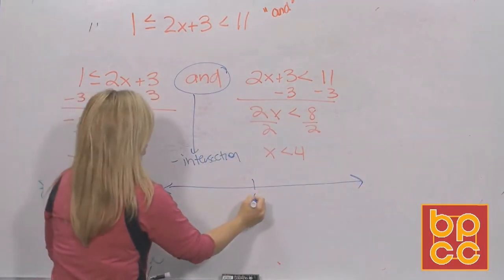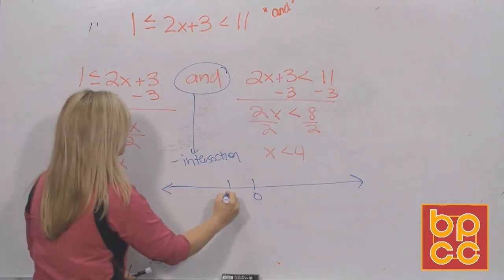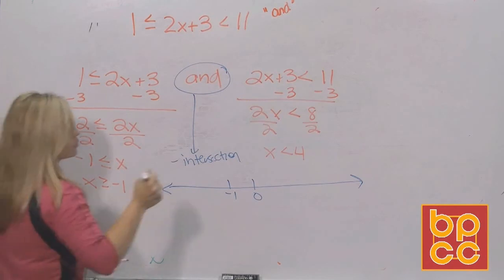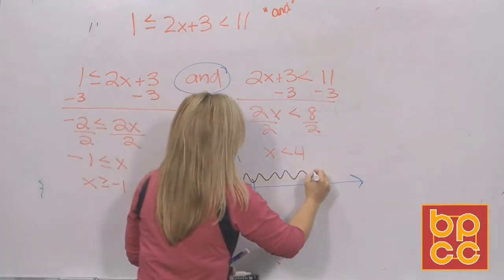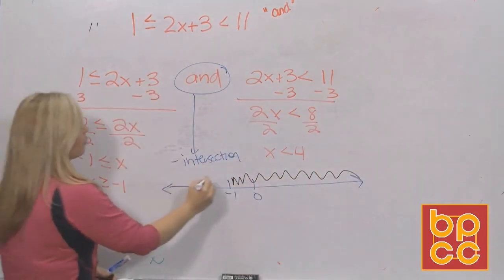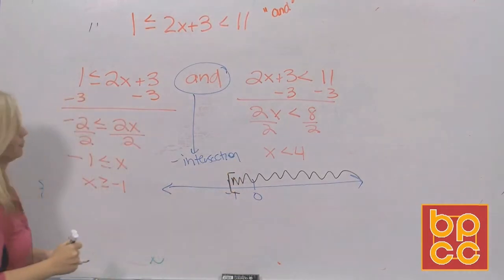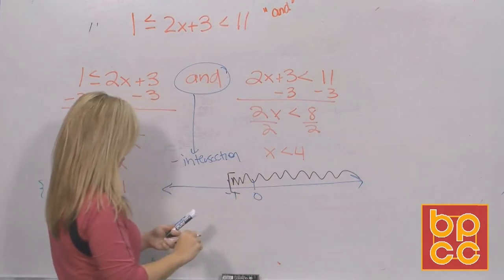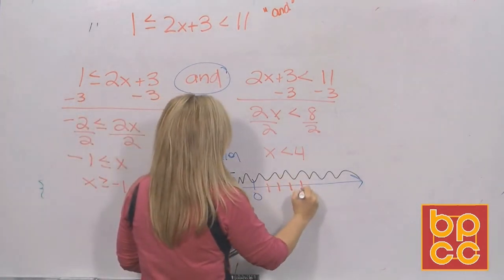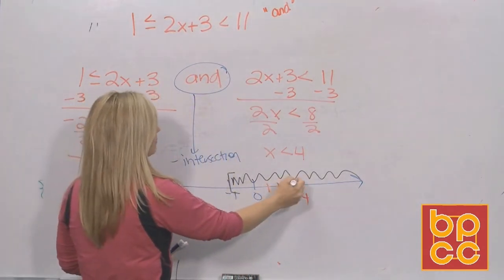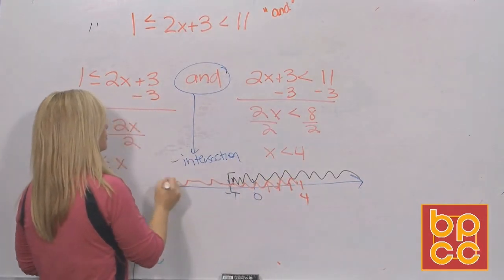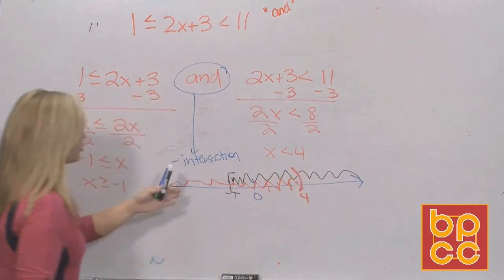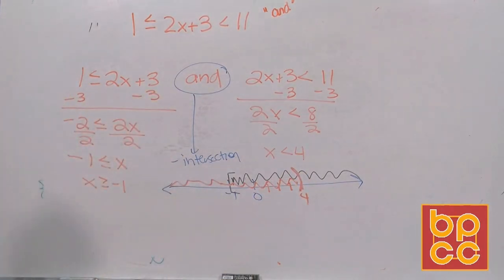Okay? So first we're going to go to -1. It says greater than. Okay, greater than -1 goes to the right. Equal to -1 gets the bracket. On the same number line, I'm going to draw x is less than 4. So again, here's 4. Less than 4 goes to the left. And there's no equal, so it gets a parentheses. So that's your picture.